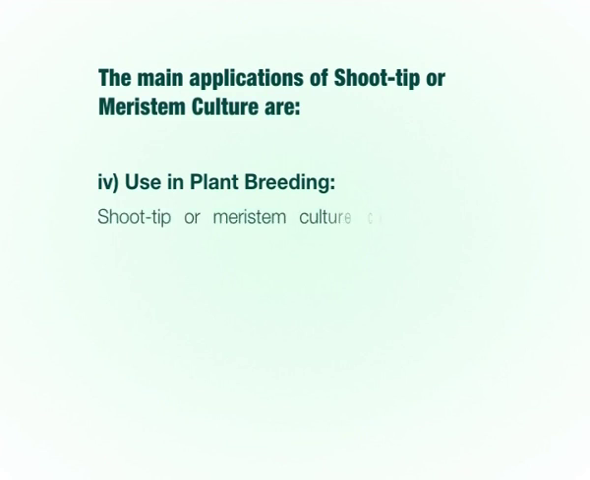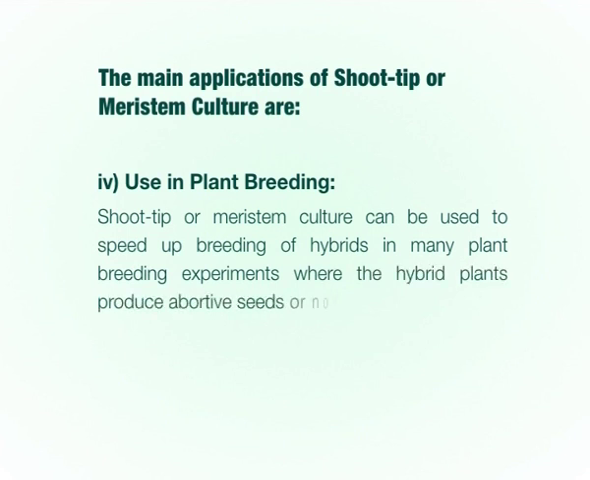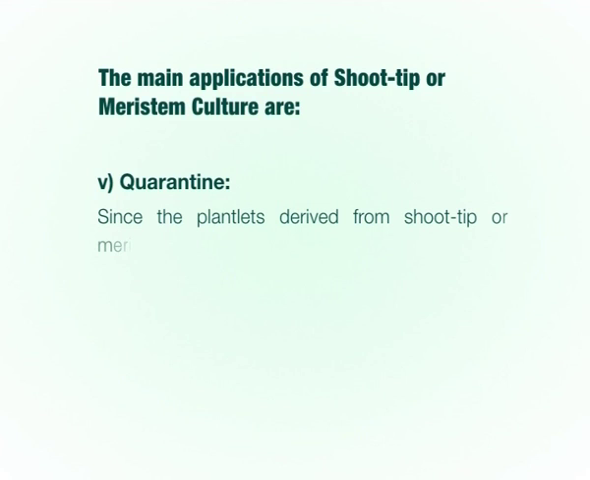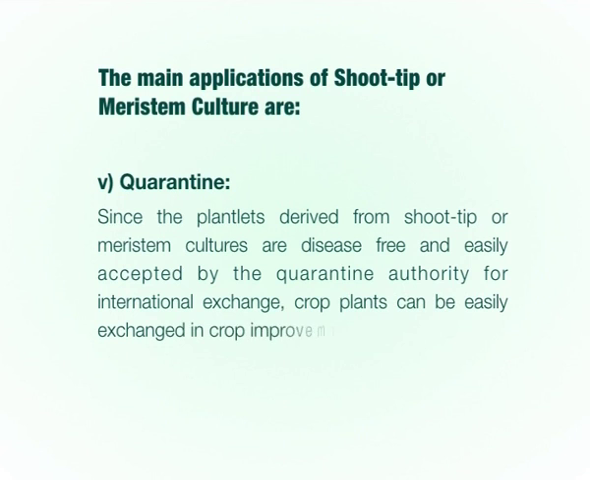Shoot tip or meristem culture can be used to speed up breeding of hybrids in many plant breeding experiments where the hybrid plants produce abortive seeds or non-viable seeds. The fifth application is in quarantine. Since the plantlets derived from shoot tip or meristem cultures are disease-free and easily accepted by the quarantine authority for international exchange, crop plants can be easily exchanged in crop improvement programs using this technique.